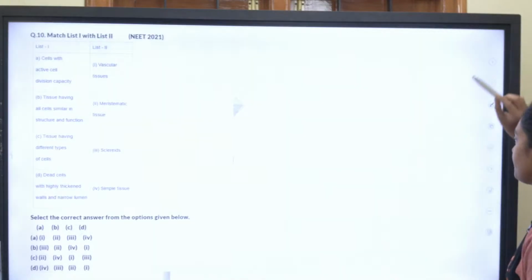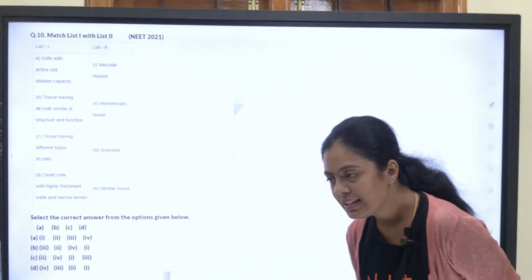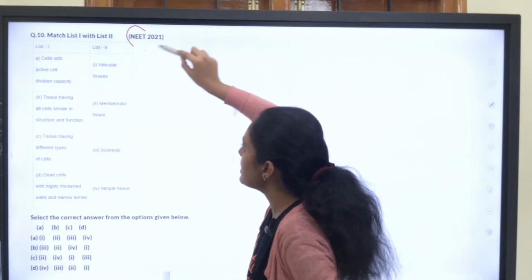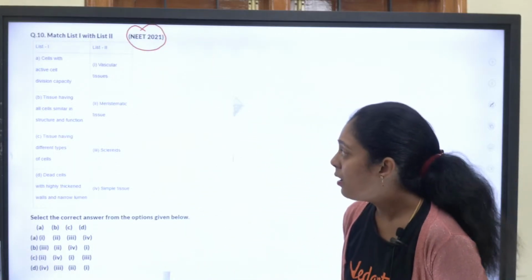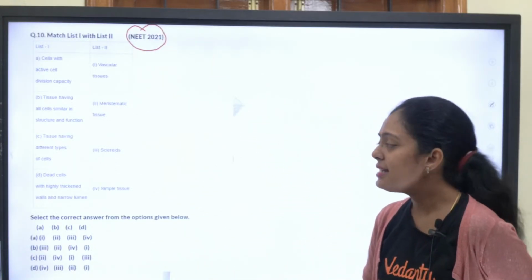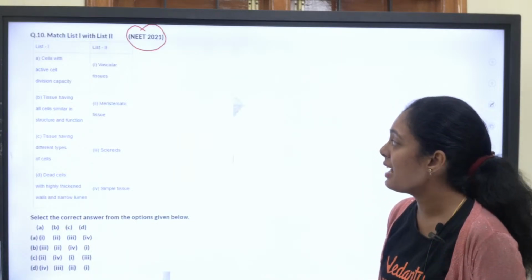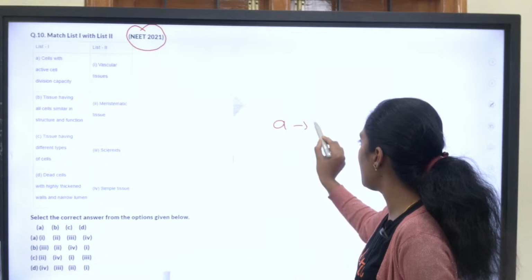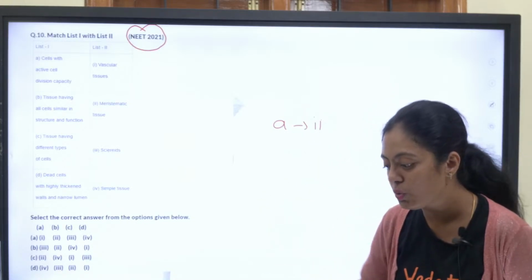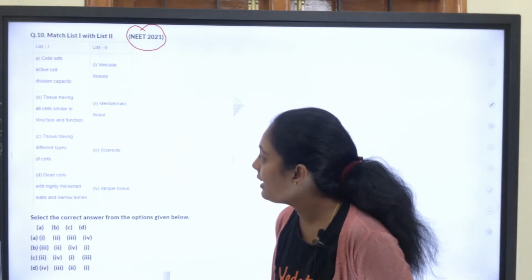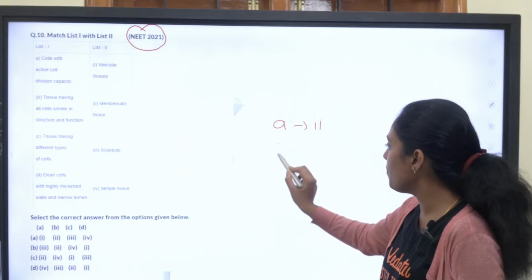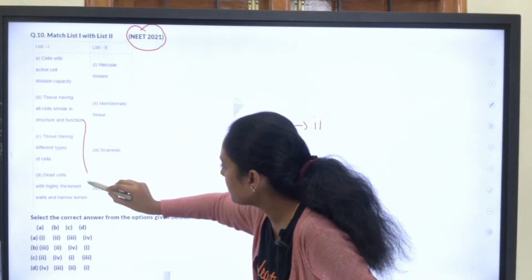Okay? Yeah. We have some PYQs. Is it clear? Okay, let me see how many of you will answer this. This is a NEET 2021 question. Cells with active cell division rapidly. So obviously, which cell will divide rapidly? It is meristematic tissue. Tissue having all cells similar in structure and function. That is your simple tissue. Okay, so this is simple.